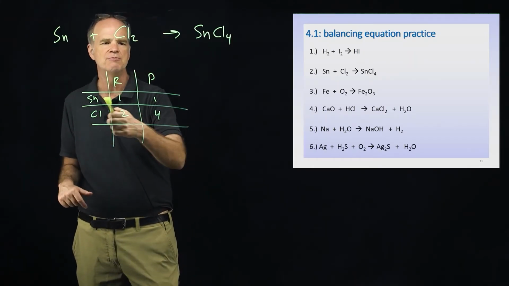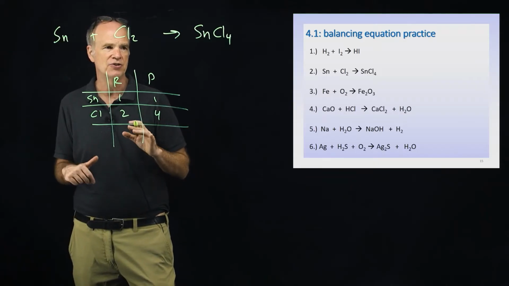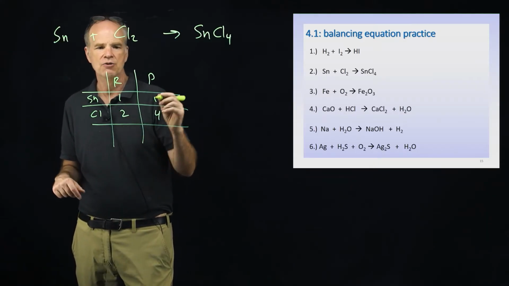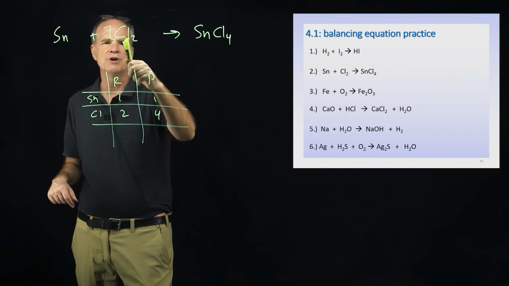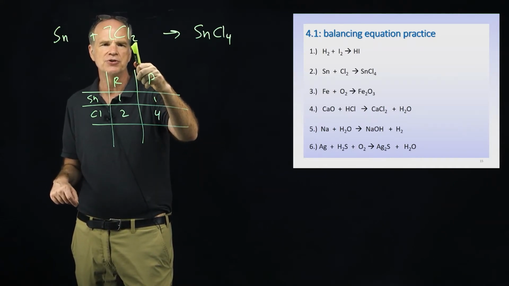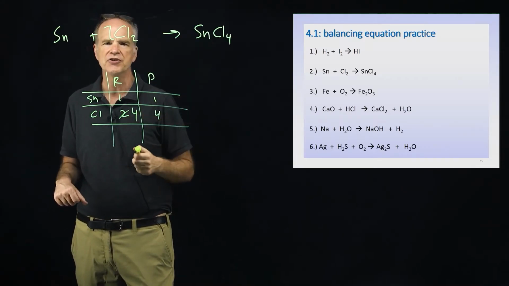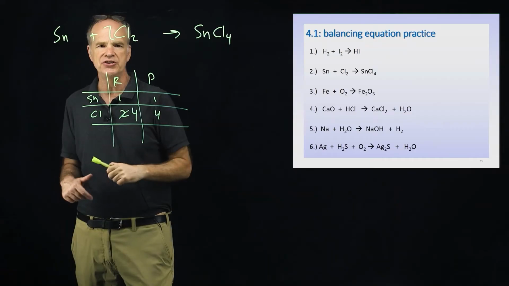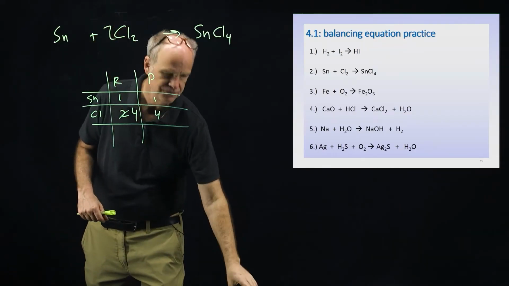So we don't have to mess with the tin balance yet, but let's try to balance chlorines and see how that goes. And so what we can do maybe to balance chlorines is put a 2 here. So we have chlorine with a subscript of 2 times 2 brings us up to 4 chlorines, and we have 4 chlorines there. We did not adjust the tin atoms, and so this looks like a balanced equation, so let's move on.